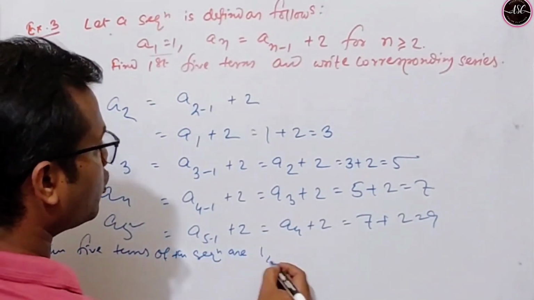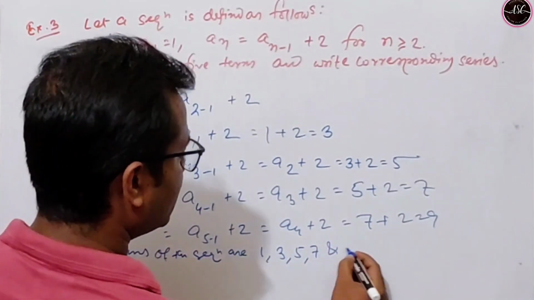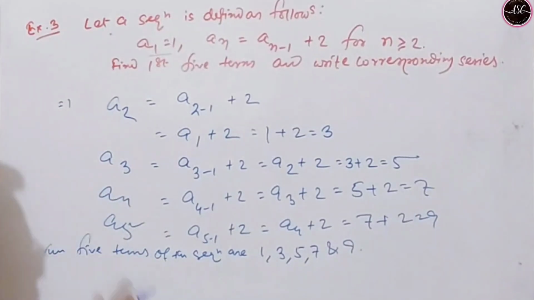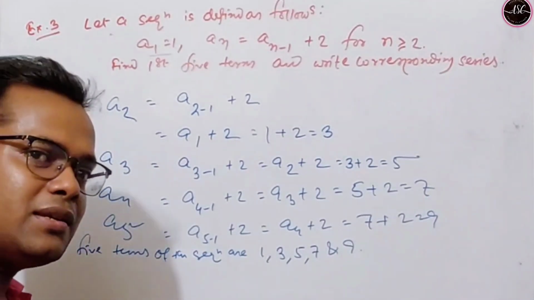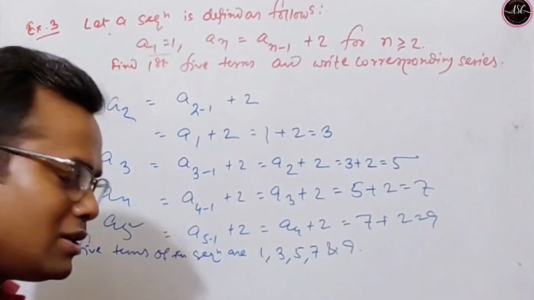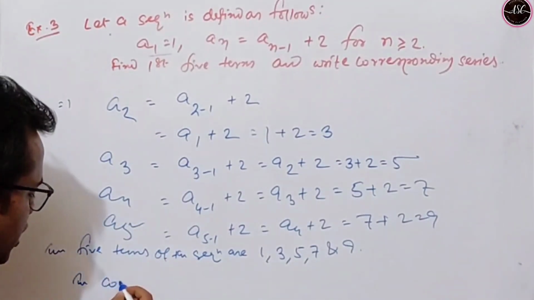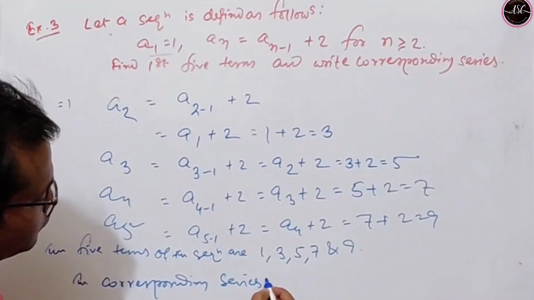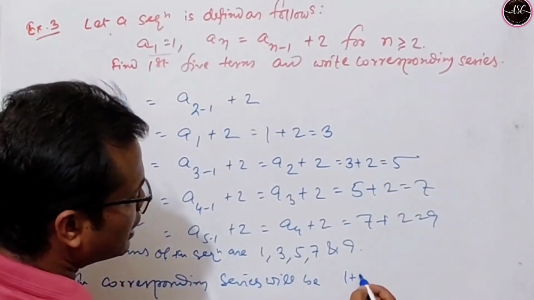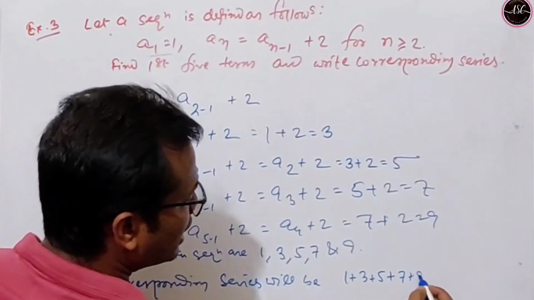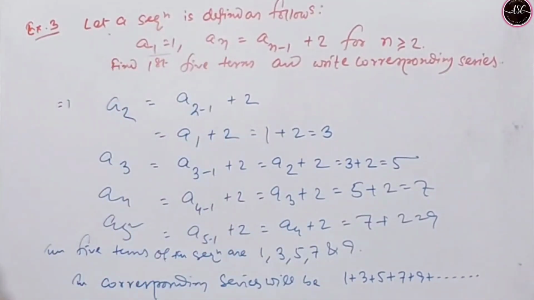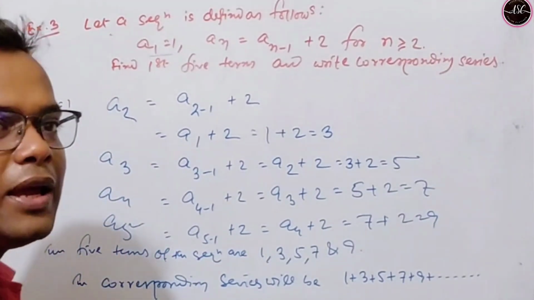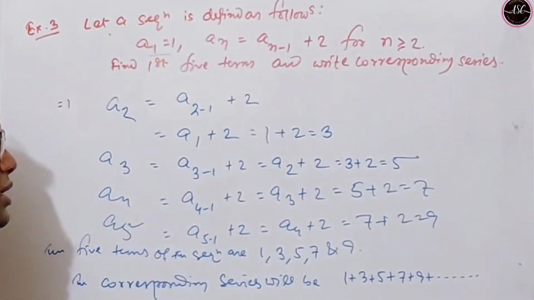Sequence are 1, 3, 5, 7 and 9. Okay, and here write the corresponding series. So we have seen the series can be expressed with the sign of plus. So the corresponding series will be 1 plus 3 plus 5 plus 7 plus 9 plus up to infinity. Okay, and here n greater than or equal to 2. So the value of n up to infinity. So this series will be like that.